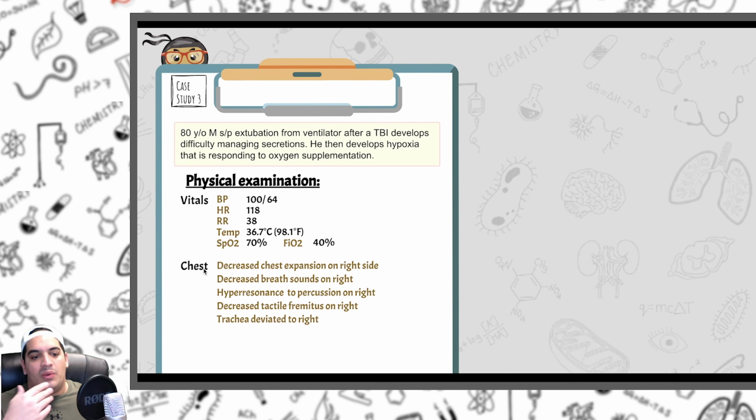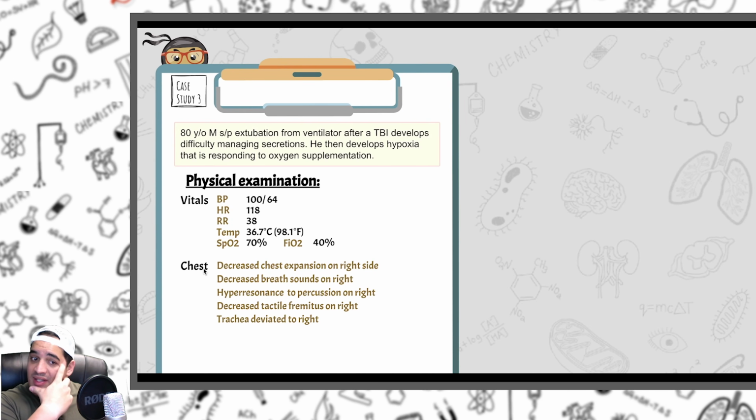But we examine the patient. They have a decreased chest expansion on the right side. So they're not moving that right chest. Tells me that they probably got a big kind of like mucus plug in their right bronchus is my suspicion. They got decreased breath sounds on the right. So again, they're not inflating that right lung because they have probably a complete obstruction, not allowing for air to get into the lung.